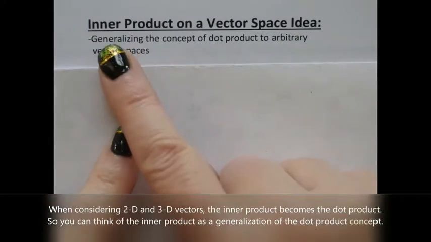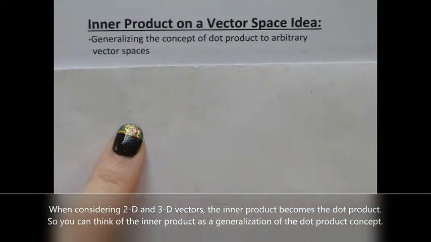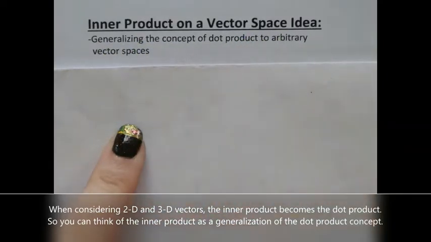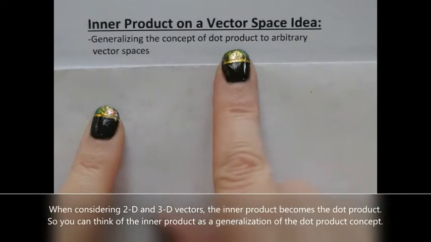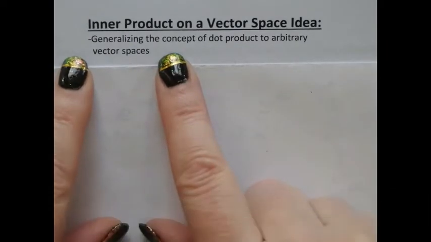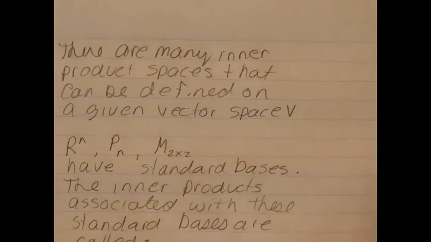We're going to talk about inner products. Let's go through the idea of the inner product on a vector space. We are generalizing the concept of dot product to arbitrary vector spaces. That's the idea. There are many inner product spaces that can be defined on a given vector space V.